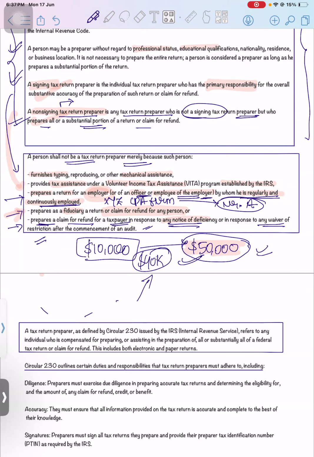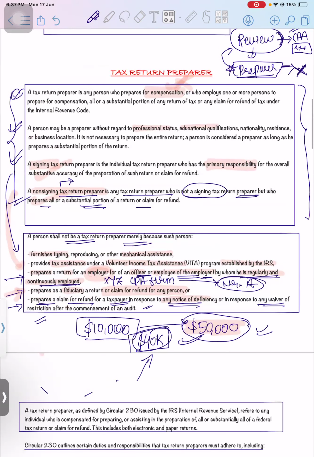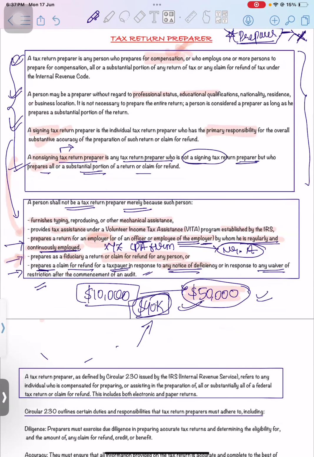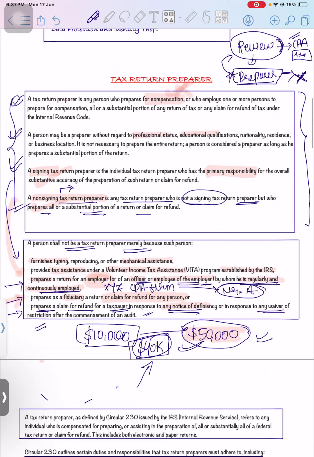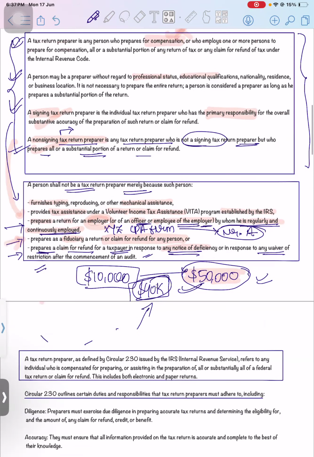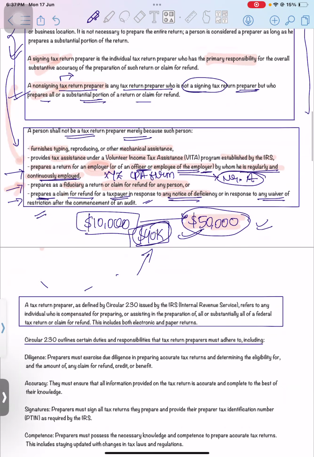So draft a reply to the notice so that he can claim back the $40,000. So that doesn't mean I am his preparer. His preparer will be the one who prepared his return in the previous year. Clear, guys? Any questions? So this is the main definition of tax return preparer, and the exceptions. Exceptions are important, guys.